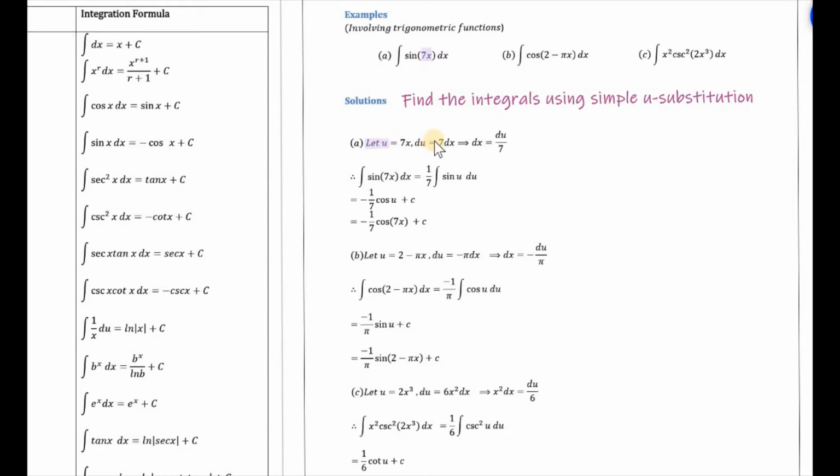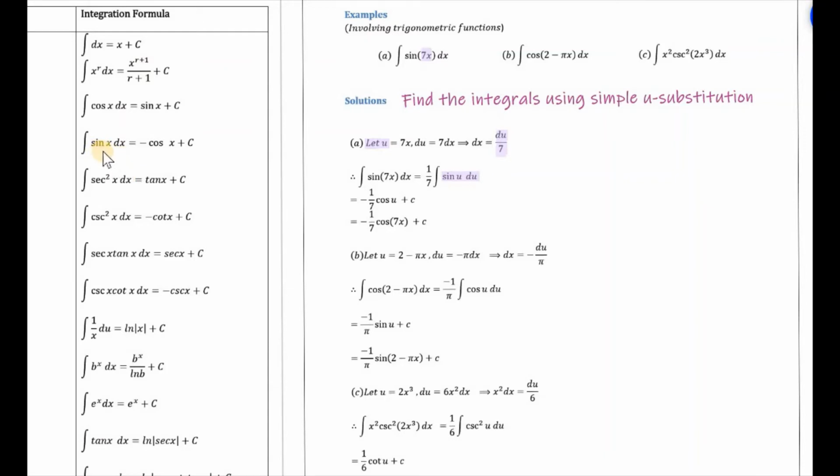So u is 7x, and in order to replace the x with the u, you are to differentiate. As you differentiate, du on dx is 7, and then rearrange, we bring the x to the other side. So hence dx is actually du over 7. Then you have to substitute everything in terms of u. You cannot jumble up two variables to integrate. So we substitute du on 7, we put it outside. Only if you have your term as one variable u can you integrate.